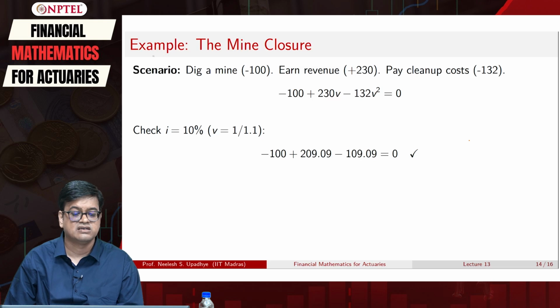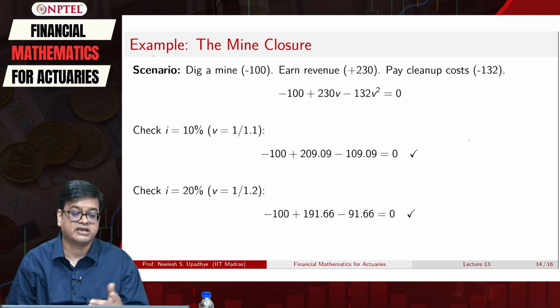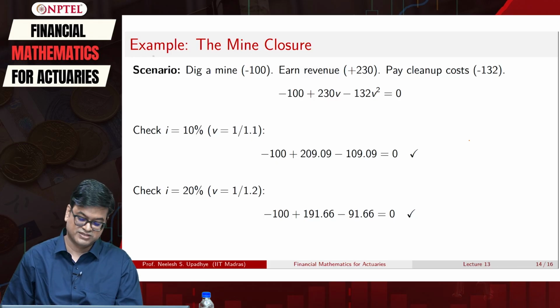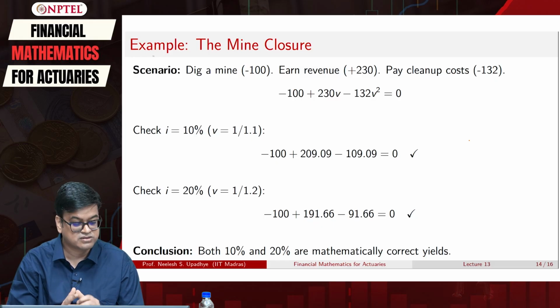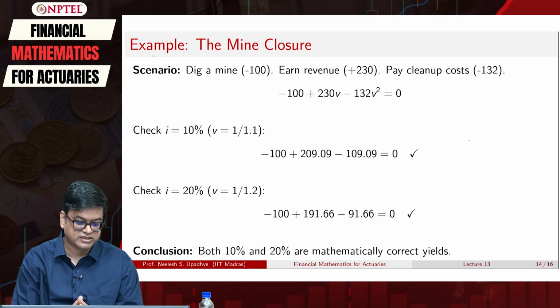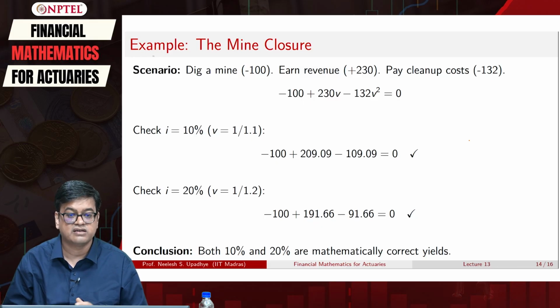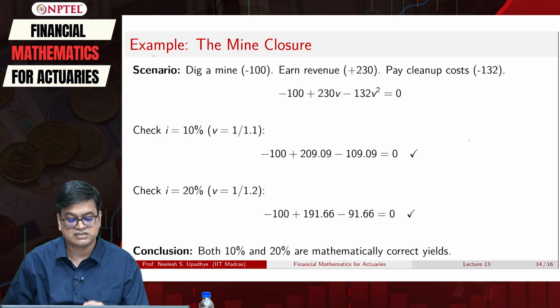Is this the only answer? You look at i equal to 20%. Again, the equation of value is satisfied, and there are two solutions, right? Both 10% and 20% are mathematically correct yields. So we have understood that if there are two sign changes, you need to be aware, governed by Descartes' rule of signs. How to resolve that we will see sometime later, but this is the trap that you should be aware of. Okay, so we have learnt a lot in this lecture as well.